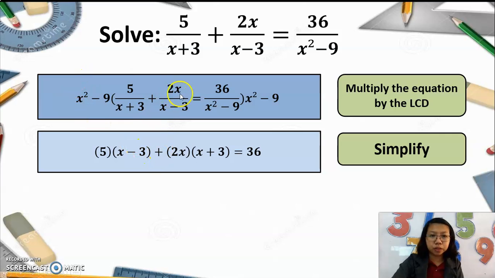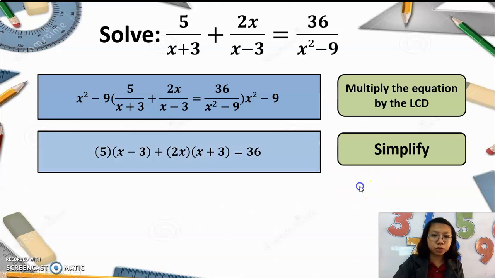And then plus 2x. We can cancel out x minus 3, and the remaining will be x plus 3. For the right side of the equation, since we have x squared minus 9 on the denominator, we just need to cancel it out, so we will have just 36. So we have a one-liner equation.